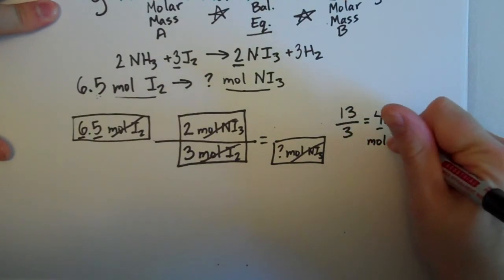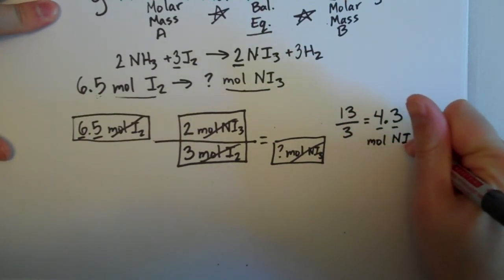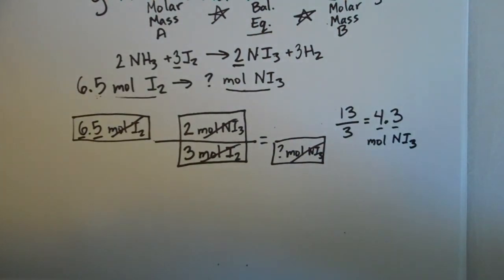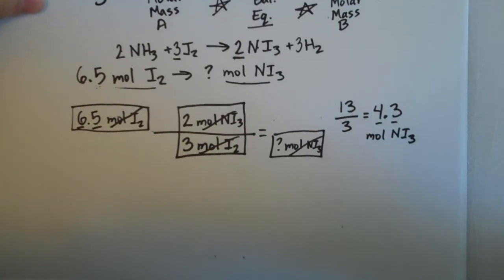going to be 4.3 moles of Ni3. So that's a typical stoichiometry problem. You'll notice that only involved 2 dominoes though, so that's kind of a simple one. Let's go ahead and try one that's a little more complicated.